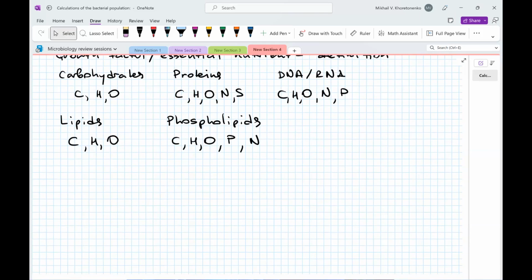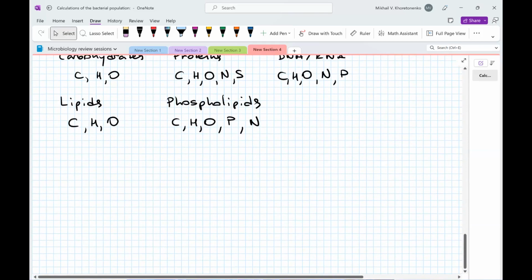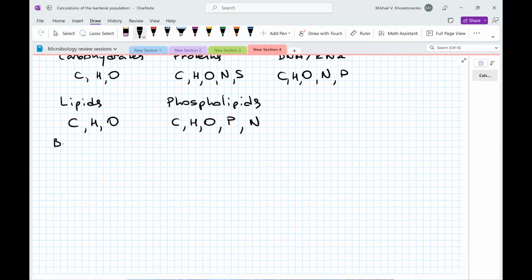Biogeochemical cycles. The carbon cycle and those cycles. Yeah, so terms that you need to know. Okay, I'm going to put it this way because I don't want to repeat what I said before.